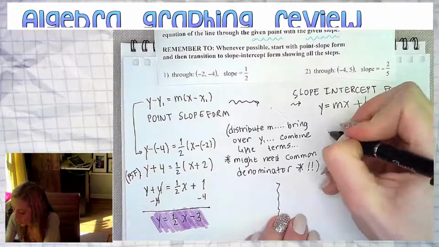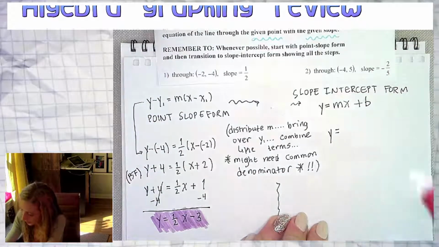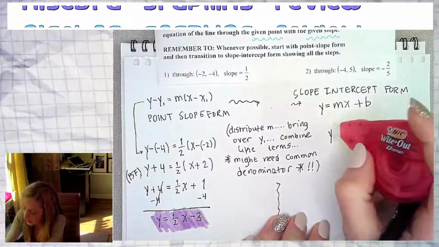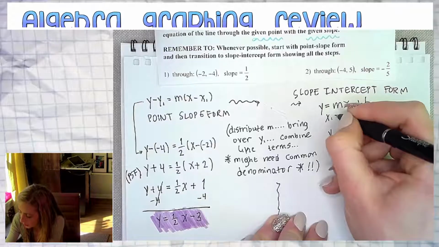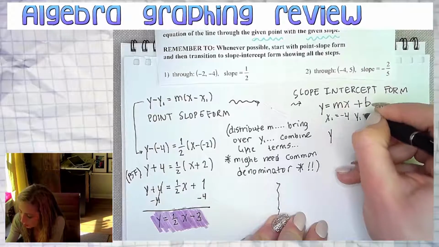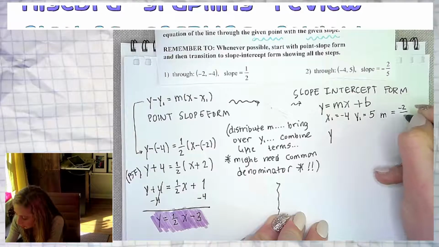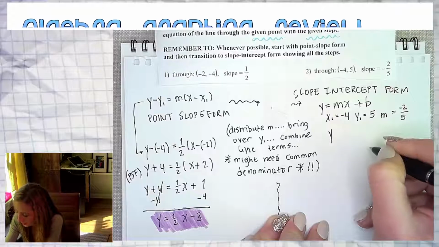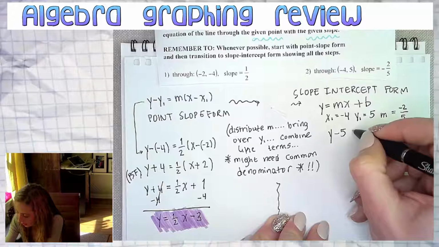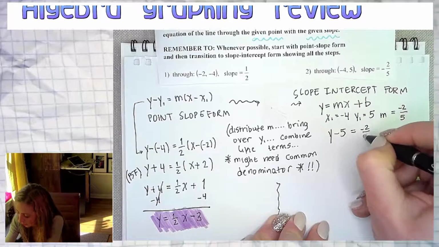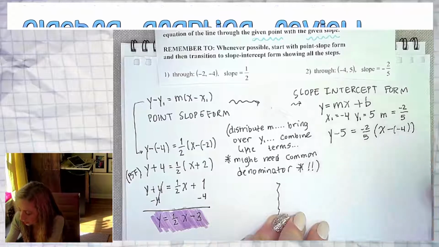Same process. You might be able to watch this in faster speed. Not y equals, y minus y sub 1. Now maybe you want to write that down. If you struggle, maybe you want to write down x sub 1 equals -4. y sub 1 equals positive 5. m equals -2 over 5. So just plug everything in the right place. y minus y sub 1, so y minus 5 equals -2 over 5, parenthesis, x minus -4.